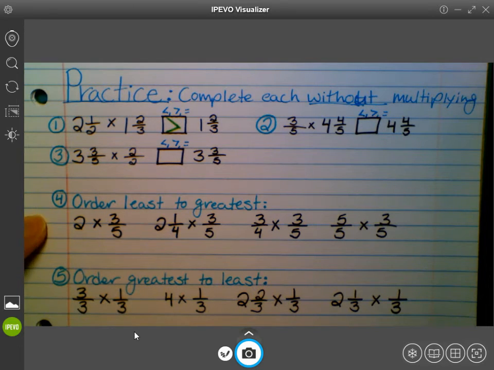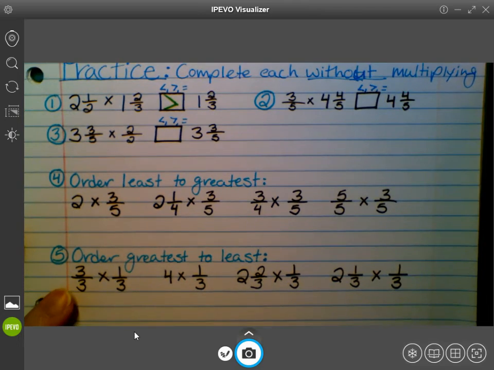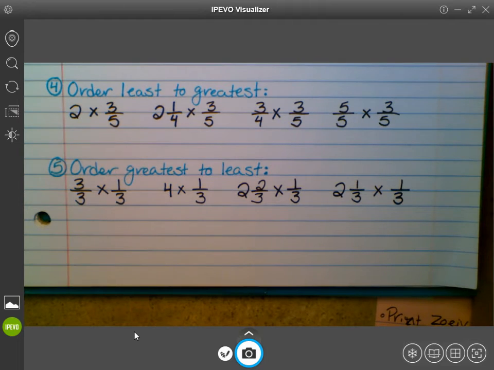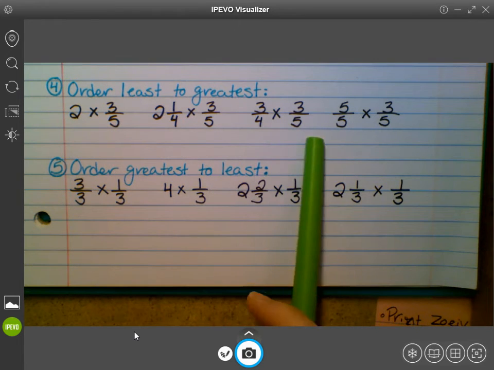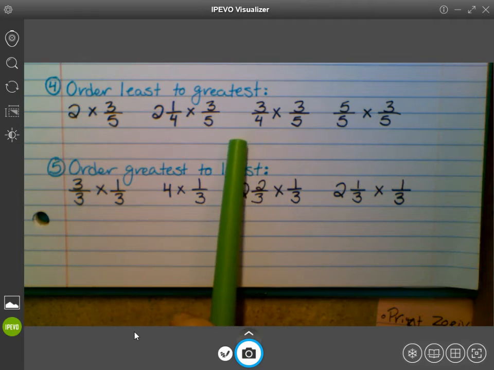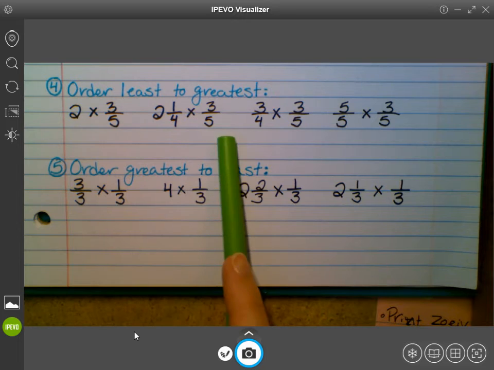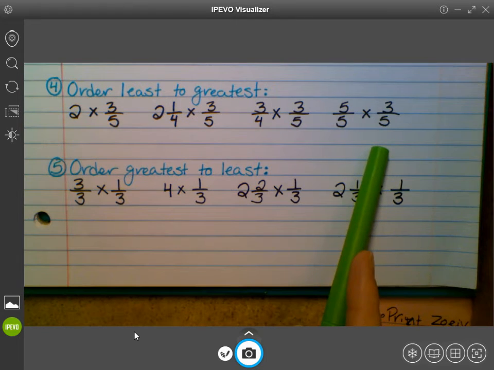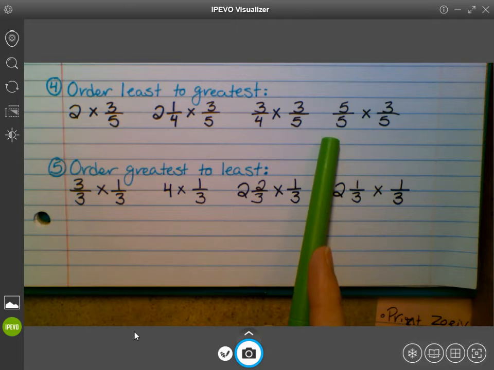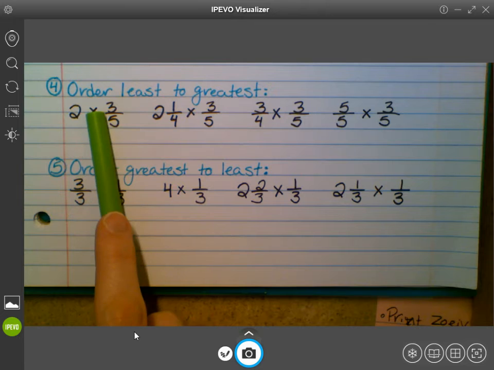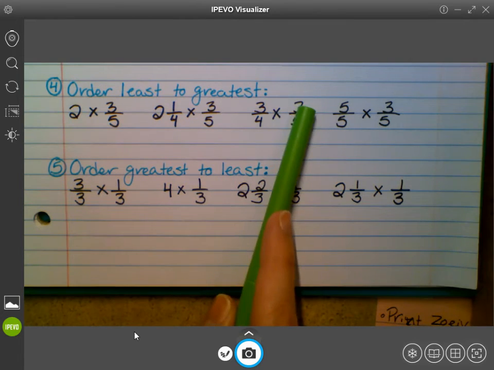Now let's look at number 4 together, ordering the equations from least to greatest. With this type of problem, again, the first thing you want to do is figure out which fraction is in every single one of our equations. Raise your hand if you can see which fraction is in every single one of these equations for number 4. All right. On the count of 3, let's say that fraction out loud. 1, 2, 3. 3/5. So we know that 3/5 is the same in every single one of these.